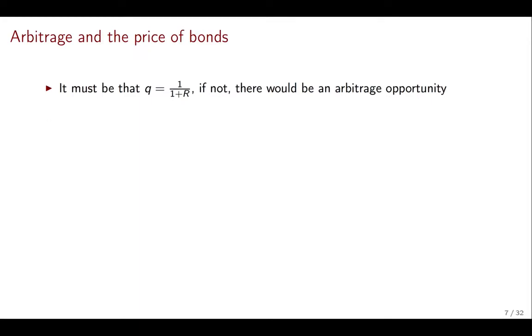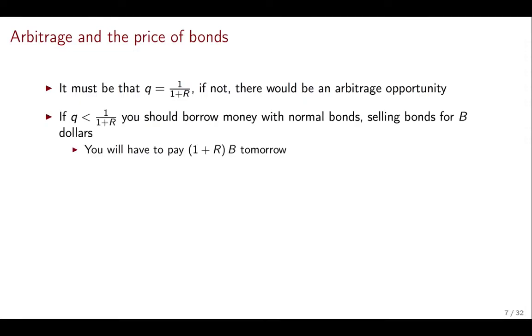It must be that Q is equal to 1 over (1 + R). If they weren't equal, there would be an arbitrage opportunity, and that cannot happen in the market. And so how will that work? Imagine for a moment that Q is actually less than 1 over (1 + R). I'm going to show you that you should borrow money with nominal bonds by selling bonds for B dollars. And a quick note there, B can be negative. If B is negative, it means that instead of buying bonds, you are selling bonds.